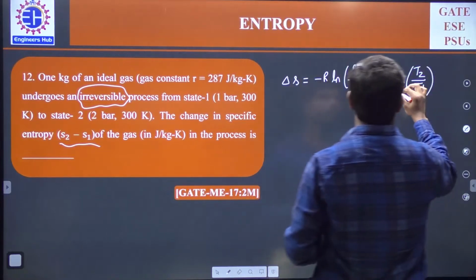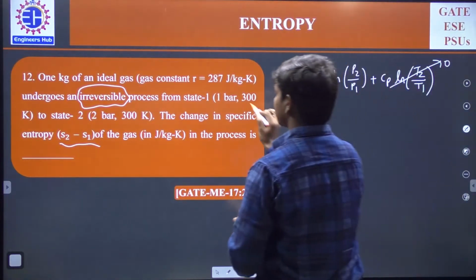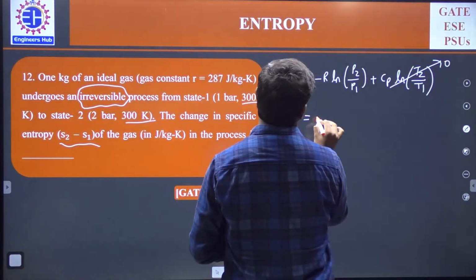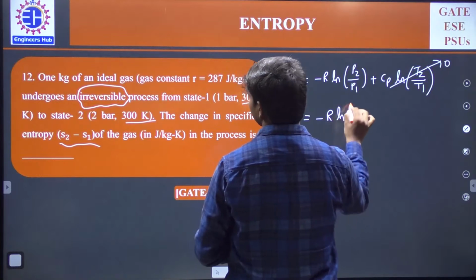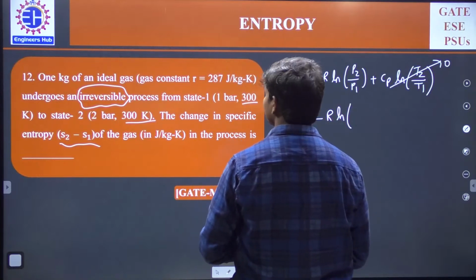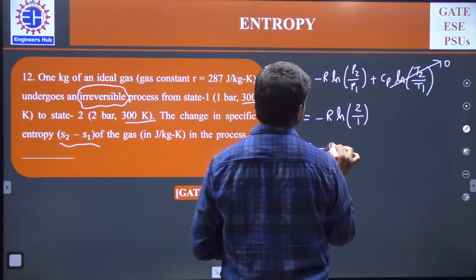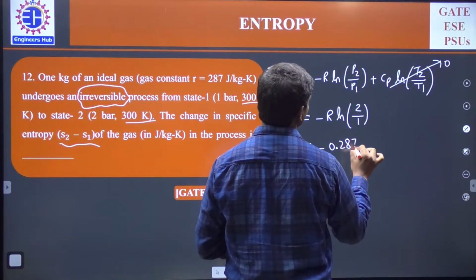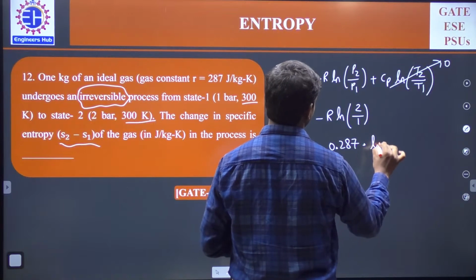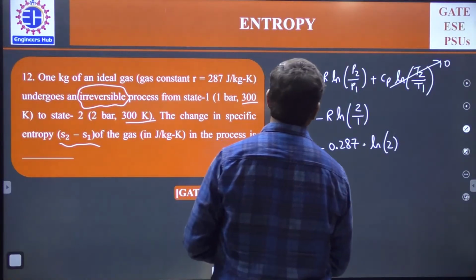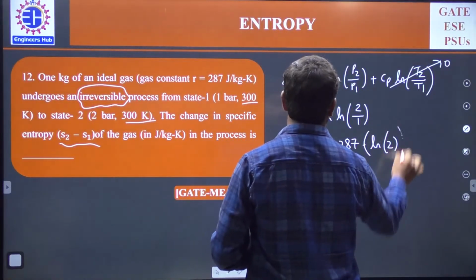So if you see, this term is 0 because this temperature is also 300 Kelvin and the state 2 temperature is also 300 Kelvin. So minus R ln P2 by P1. And P2 is 2 bar and P1 is 1 bar. So 2 by 1, which is equal to minus 0.287 into ln 2. You can calculate this value. Whatever it gives you, that's the answer for this.